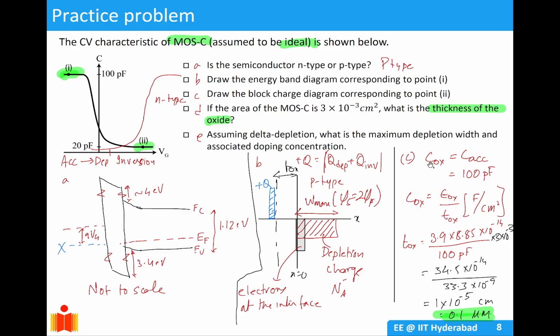But we know that Cox equals epsilon ox A by Tox. So you can calculate Tox as epsilon ox A by Cox, where Cox you calculated as 100 picofarads. Area you are given as 3 into 10 power minus 3, and epsilon ox you know, 3.9 into 8.5 into 10 power minus 14. So you solve it, you will get Tox to be around 0.1 micron, that is 100 nanometers.